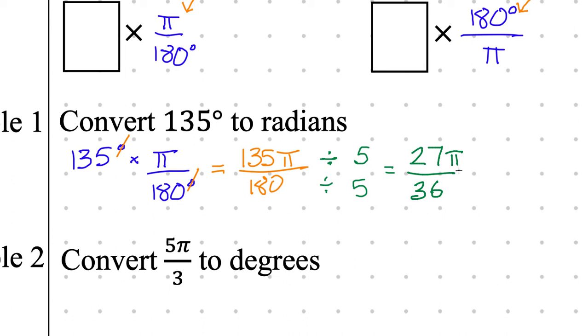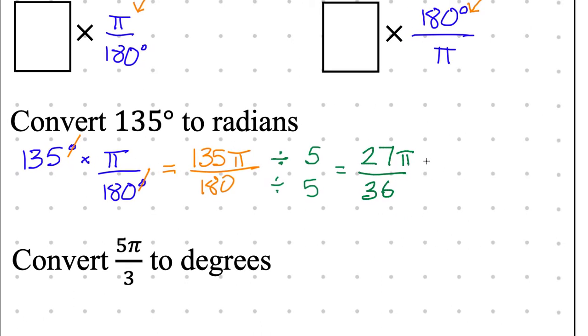Another quiet raised hand. You have your card. Beverly, go for it. 9. Divide by 9, divide by 9. And we get 3 pi divided by 4, and that is our final answer.